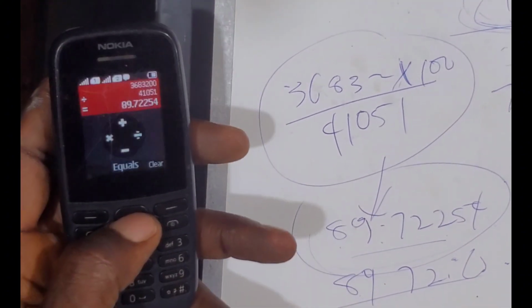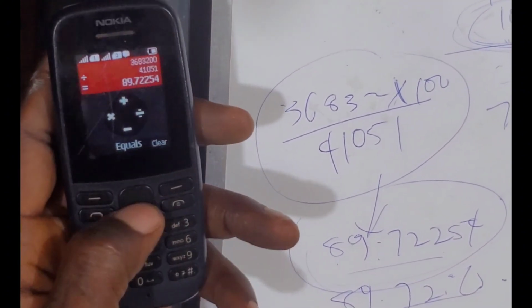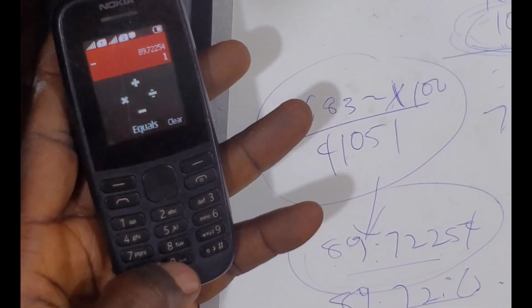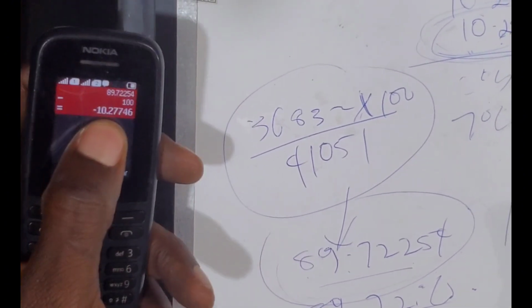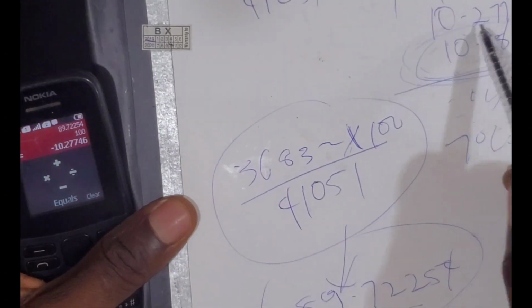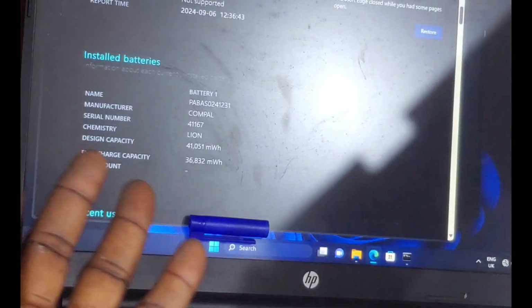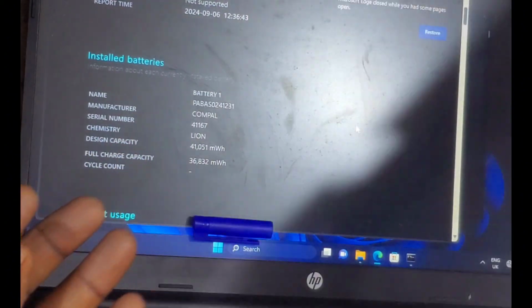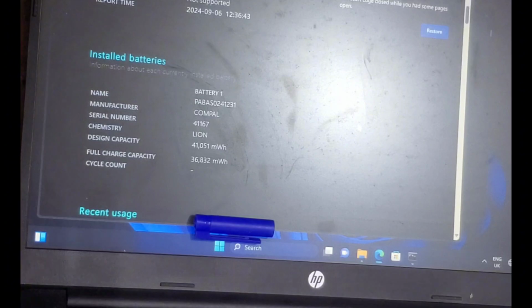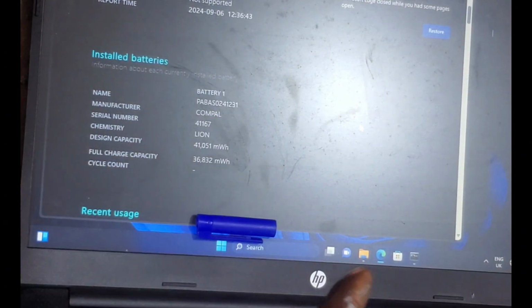So if I subtract this, this is 89 this and that. So let me say it's minus 100. That is going to be minus this, 10.227. The same thing here, 10.227. Right? Yeah, 10.227. So that is how to do the calculation of the percentage wear. So that is it.